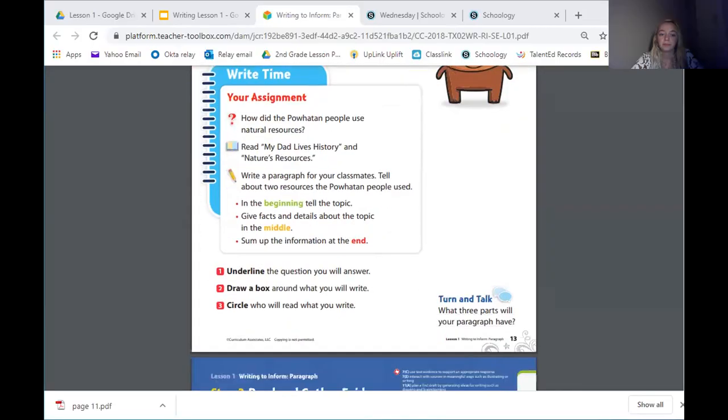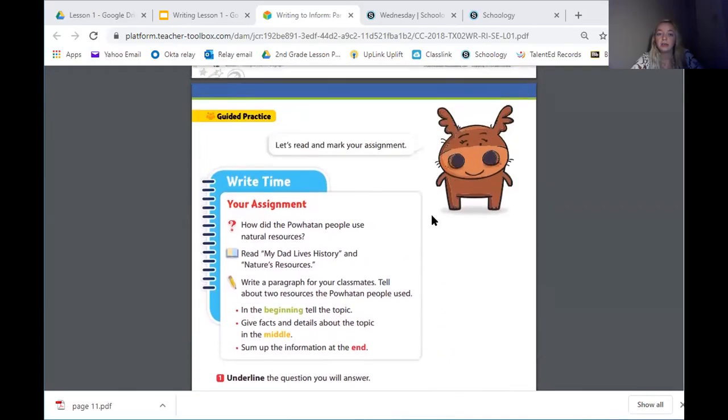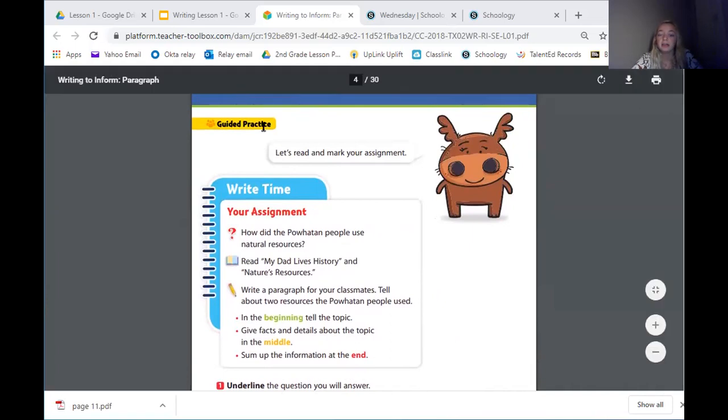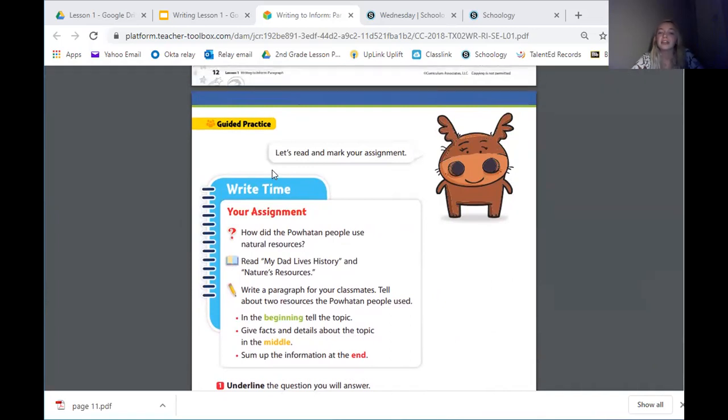So now that we've reviewed how to unpack an assignment, we are going to unpack our own assignment using what we learned from Jaden's assignment. We are still in our iReady writing books. We are open up to page 13. Let me show you what that looks like. You see the 13, and it will say guided practice. You'll see our writing buddy, Herschel, over here. And Herschel says, let's read and mark your assignment.